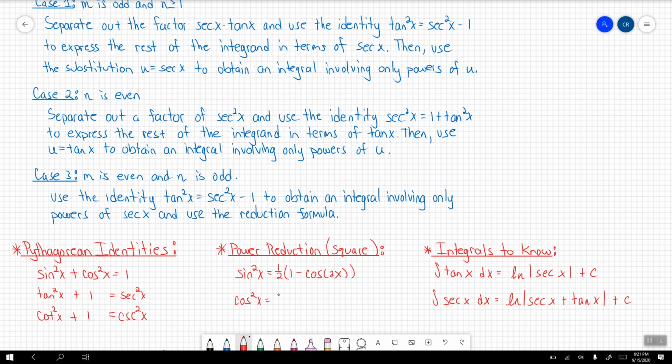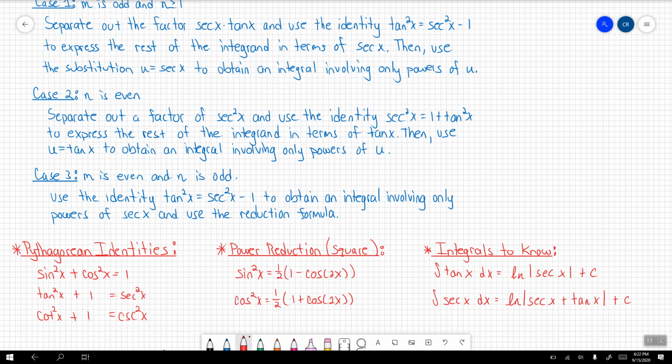So for cosine squared of x, we're going to take the double angle identity once again, and we're going to solve for cosine squared of x. And in this particular case, we get 1 plus cosine of 2x. And any time that we want to look at some power reductions where we are trying to integrate some form of sine squared or some form of cosine squared, then we must always use these specific power reductions. And these are going to be important for you to know. That's why I outlined these in red.